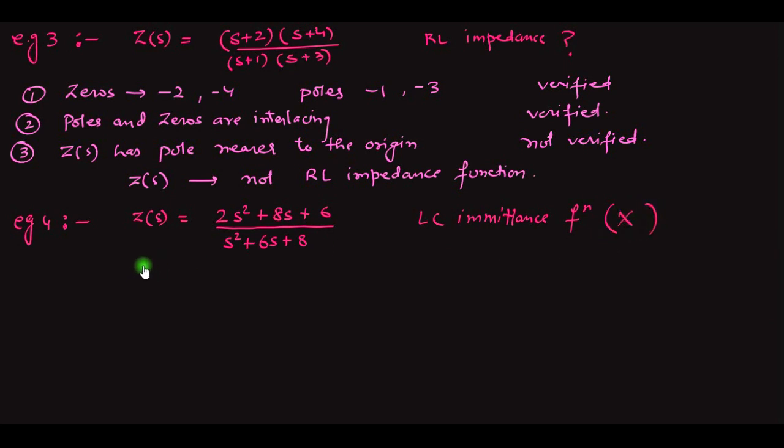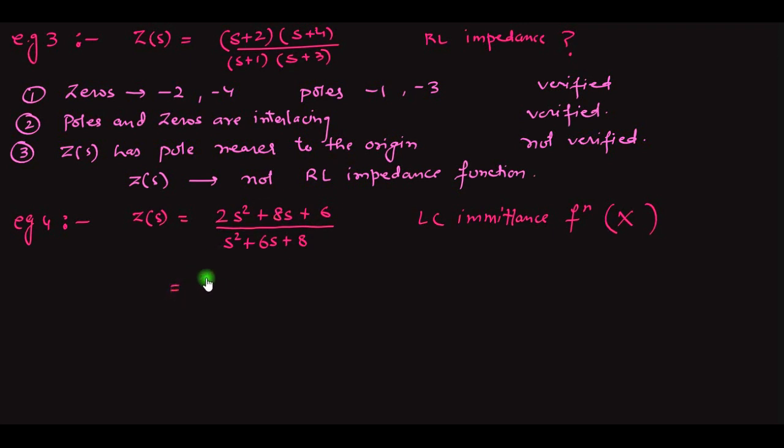Now we will check whether it is an RL impedance function or not. We'll check the first property. The first property says the poles and zeros of this ZRL, or the given network function, should be lying on the negative real axis only. So to calculate the poles and zeros, I will need to factorize it.